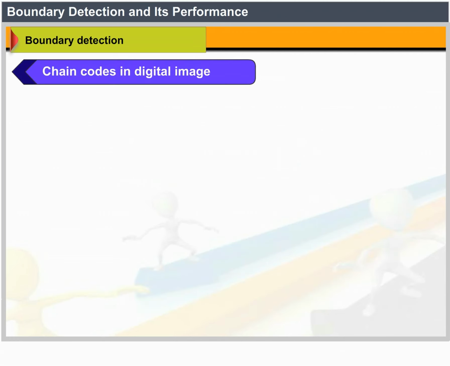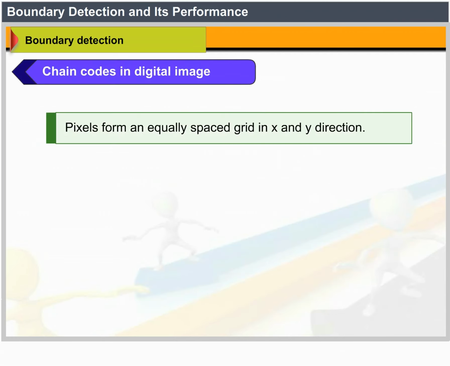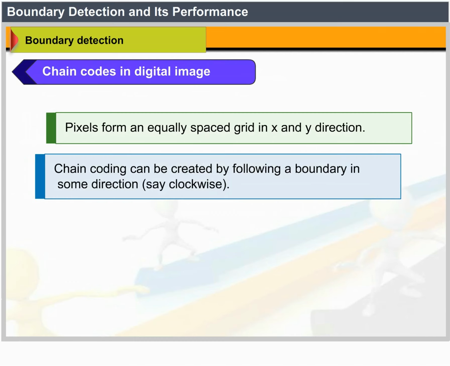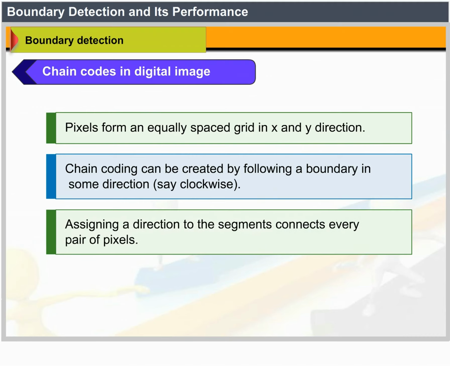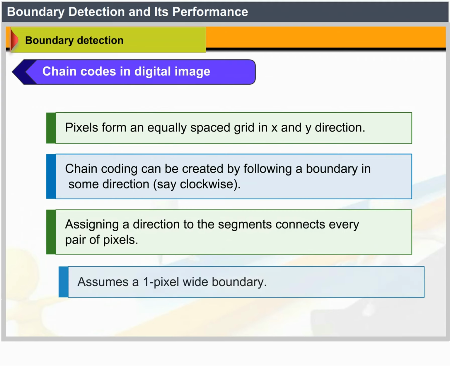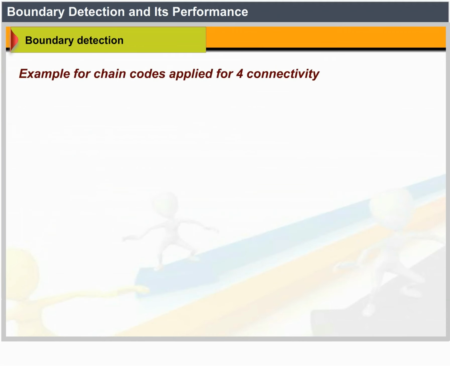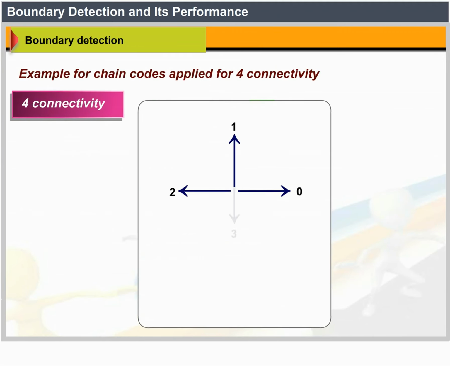Chain codes in digital image. Pixels form an equally spaced grid in X and Y direction. Chain coding can be created by following a boundary in some direction, say clockwise. Assigning a direction to the segments connecting every pair of pixels assumes a 1 pixel wide boundary. An example for chain codes using 4 connectivity can now be seen.